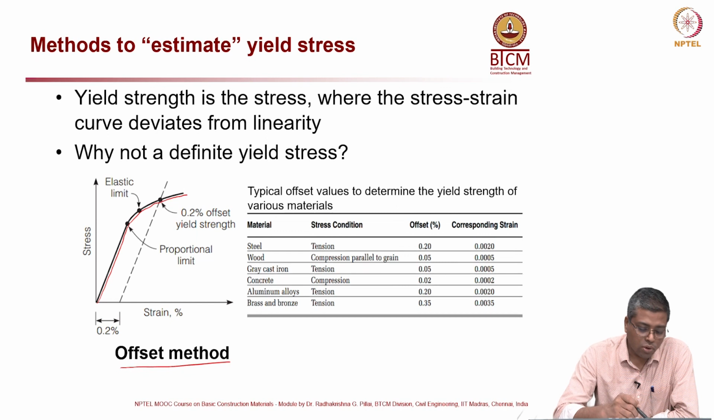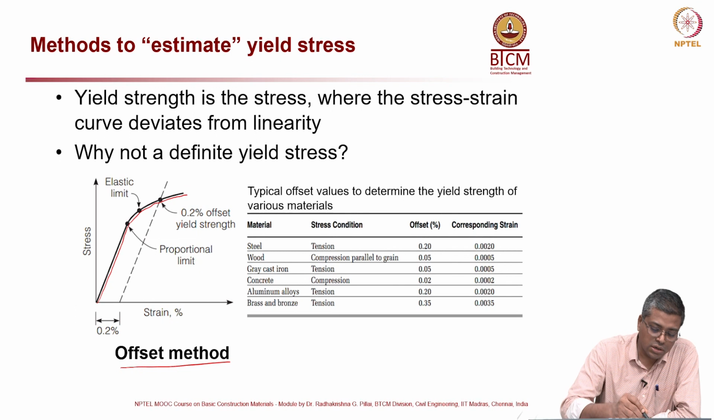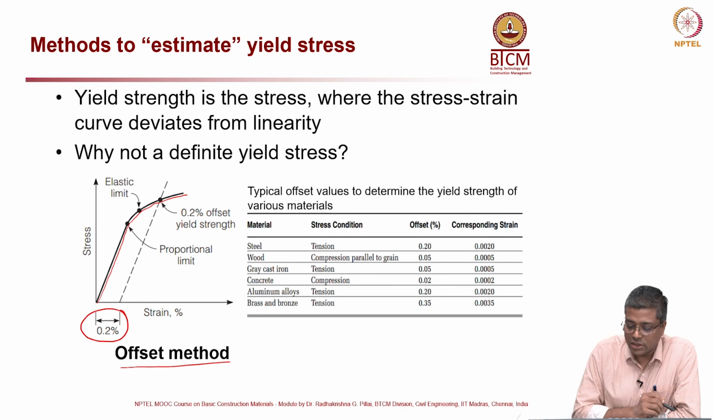And also there is no sharp change in the curvature. So, there is a gradual change. So, what will happen? It's difficult. You have to fix a point. So, to standardize the procedure, people have used some values like this 0.2%. For steel, the offset is 0.2% in tension, as you see in this table. For other materials, different numbers are proposed.